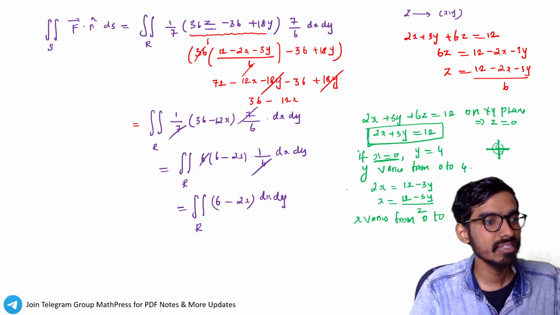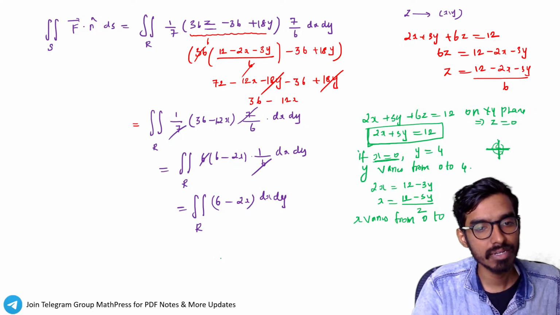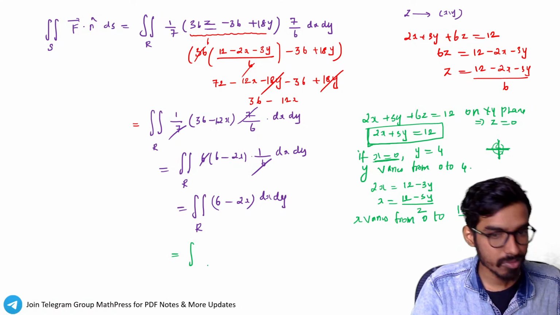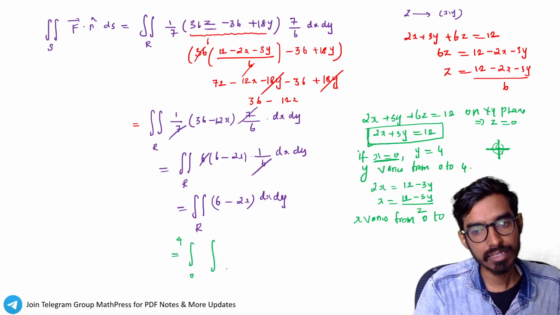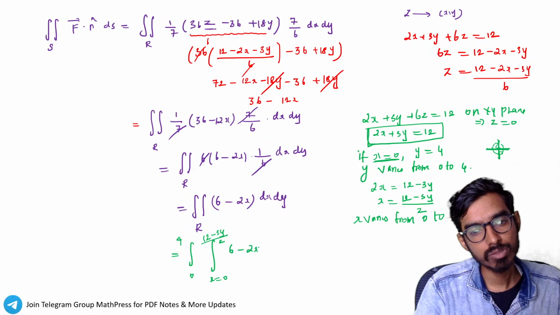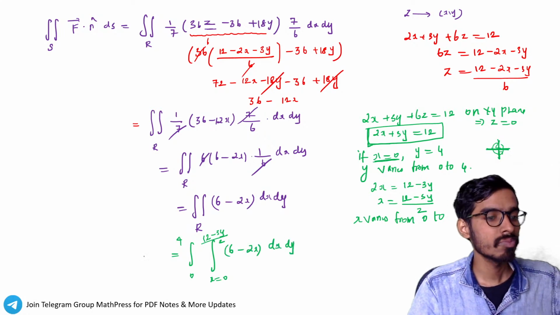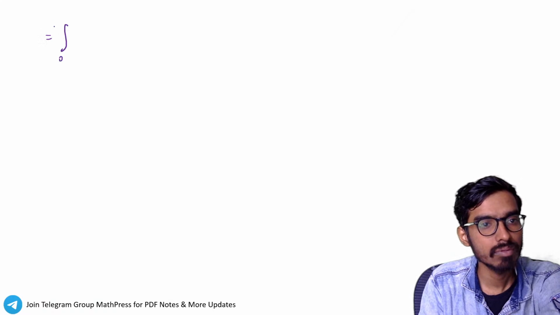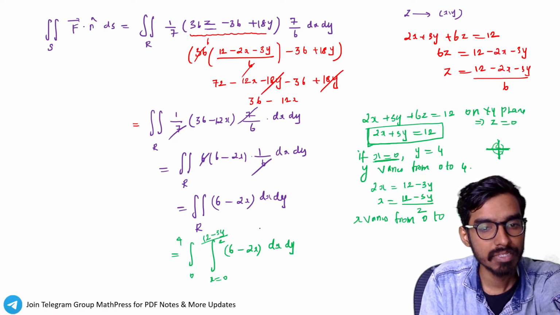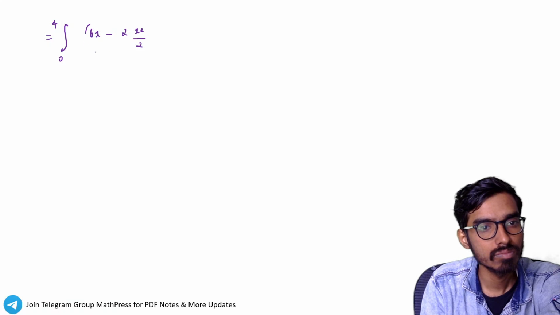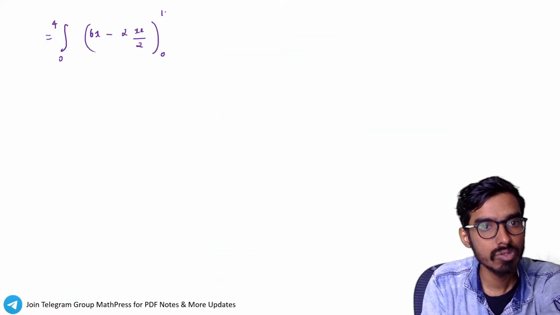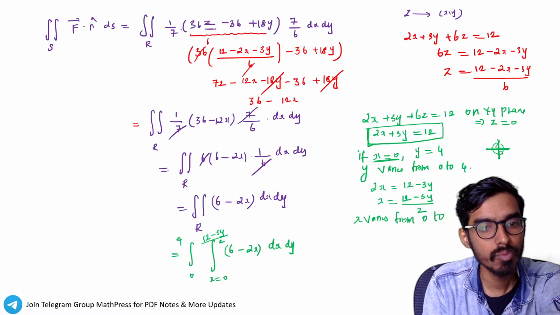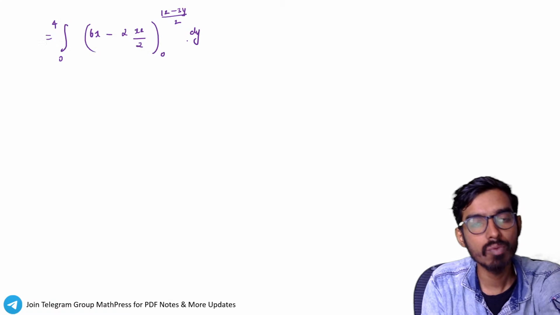The limits are clear. If you have seen the previous class, then these are very easy. Therefore, this will be dy, where y varies from 0 to 4 and x varies from 0 to (12 minus 3y) by 2, of (6 minus 2x) dx dy. Now it is easy to evaluate. This will be the integration from 0 to 4 of 6x minus 2x square by 2, evaluated from 0 to (12 minus 3y) divided by 2, into dy.